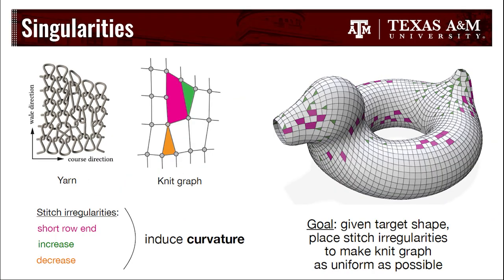With the basic ideas explained, we can move to the core challenge that the authors want to figure out: singularities. There are mainly three types of singularities, all illustrated in the corresponding text colors. The short row ends in the coarse direction. In pink are the partial rows that create local shaping. Increases in the wale direction, in green, mean adding loops to expand the fabric, and decreases in the wale direction, in orange, are used to merge loops to narrow the fabric. Our goal is to place these singularities to make flat knit fabric conform to the curved surfaces.